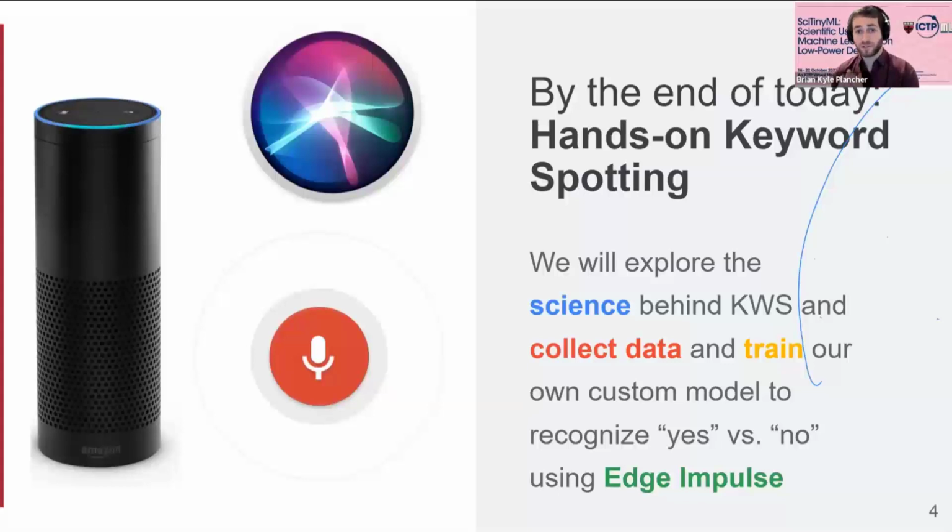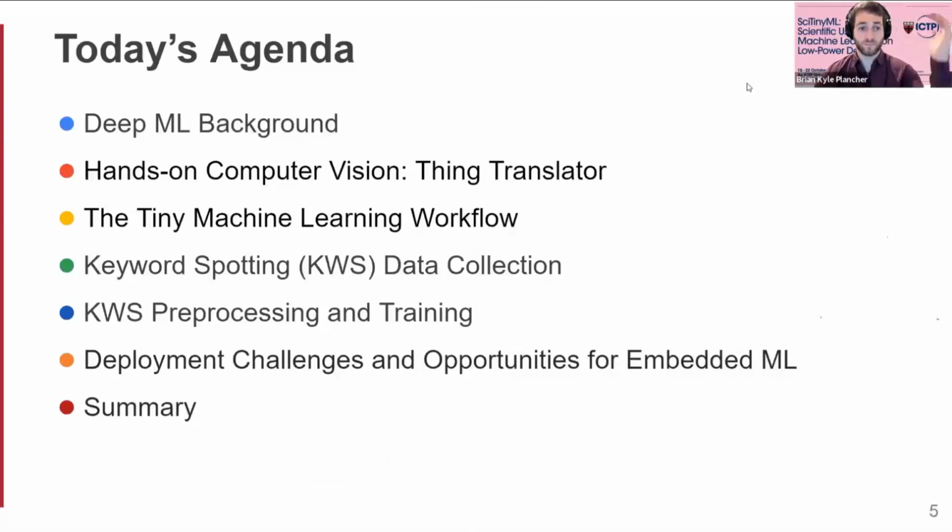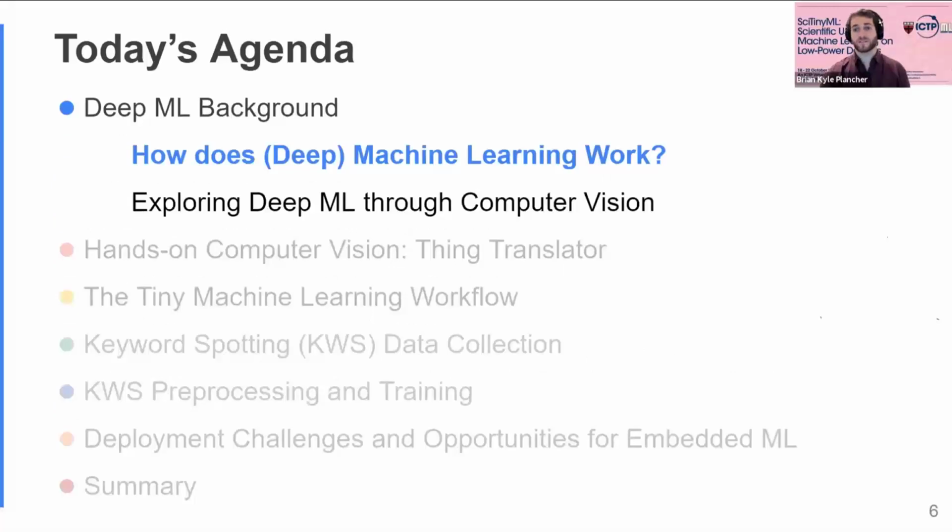But before we go through and do all that, we're also going to talk a little bit about the science behind it and some of the methods that you might use, just to give you a little more depth into what's going on. We have a lot of things to do. We're going to start with a little summary from yesterday, a little deep machine learning background, and a little about computer vision. Then we're going to do a little computer vision exercise. Then we'll get more into tiny machine learning, embedded machine learning, and then we'll go through keyword spotting from data collection to pre-processing to training to deployment on your own phones. So hopefully that's fun. Let's dive in.